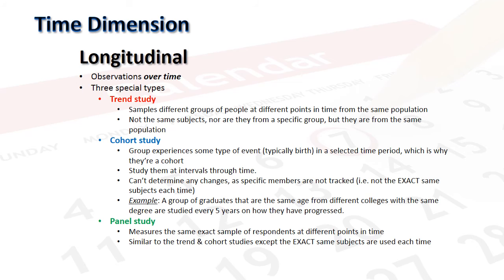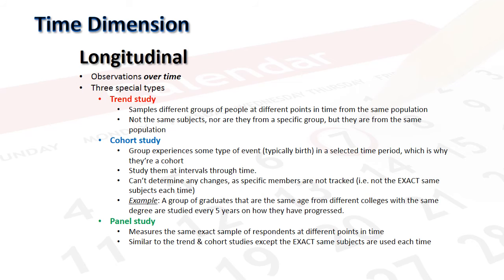So cohort study, people are actually in a group. They're in a cohort. The group experiences some type of common event, like they're born at the same time or they start school at the same time, whatever. And then the researcher studies them at intervals through time. So you're still studying the same group, but you're not tracking the exact same subjects. You're just wanting to find out how that group is functioning. So a group of graduates, same age, from different colleges, that kind of thing.